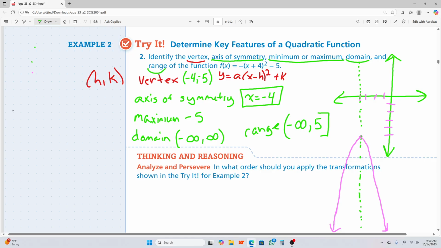And again, if our A had been positive here instead of negative and it was flipped around the other way, then the range would have been 5 would have been the minimum instead of a maximum. So the range would have been from 5 and then going up to positive infinity. That is if A was positive. But since A was negative, that's not our range. This is our range for this question.